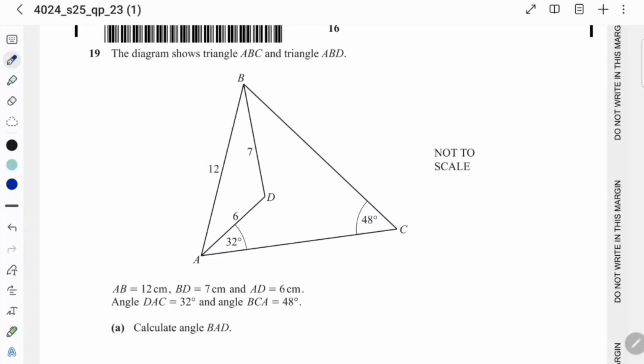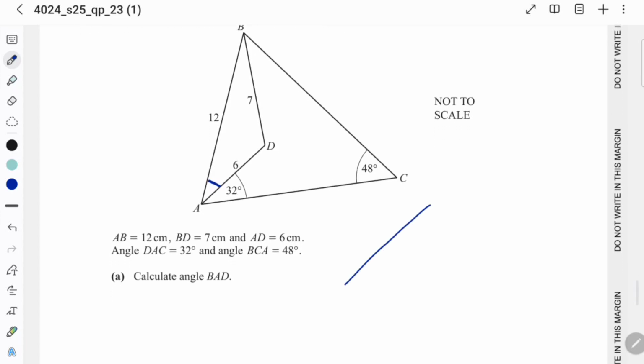Alright, so for this one, we can see the triangle over there. AB is 12, BD is 7, AD is 6, DAC is 32, BCA is 48. Calculate the angle BAD, this angle. So it means we have this type of triangle with sides 6, 7, and 12, and this angle is required. This 7 is opposite A, and this is your B. So this much is B, and this is D.